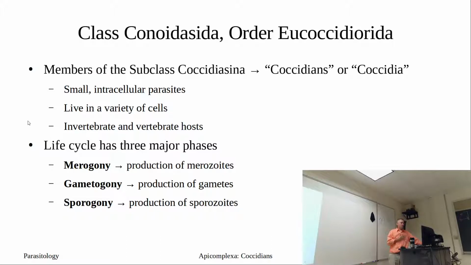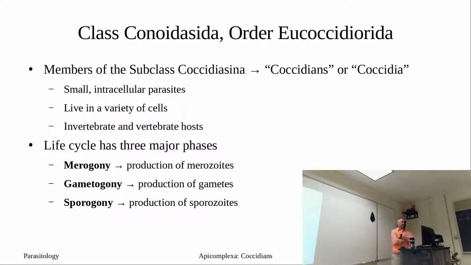So with our Apicomplexans, we talked about class Conoidacida, right, and the Aconoidacida. If you notice that in the Conoidacida, we had another order that we were going to talk about, Eucoccidiorida. These are the coccidian parasites. Right? And the ones that we're talking about are all members of the subclass Coccidiacina. Coccidian parasites. One of them was in the news. I was holding off until we had our presentation, but it hit the news.